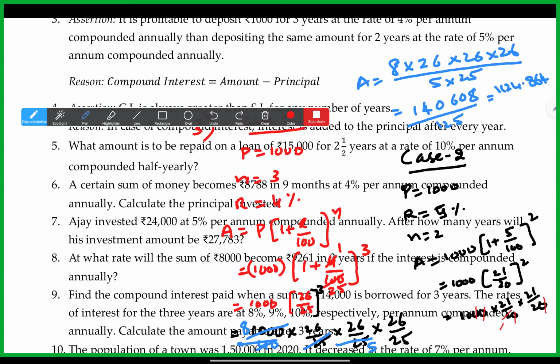Two 20s in the denominator, so we get 5 into 21 into 21 by 2. 5 into 21 into 21 is 2205, by 2 is 1102.5.